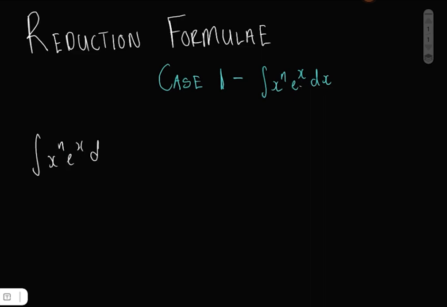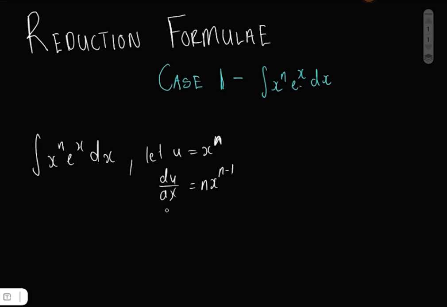We have the integral of x to the n, e to the x dx. Of course, we are going to let u be equal to x to the n, whatever the power n will be, because it's the algebraic term. Now that means du dx will be equal to n x to the n minus 1. This is like the power rule: the coefficient of x gets multiplied by n, and the power reduces by 1.